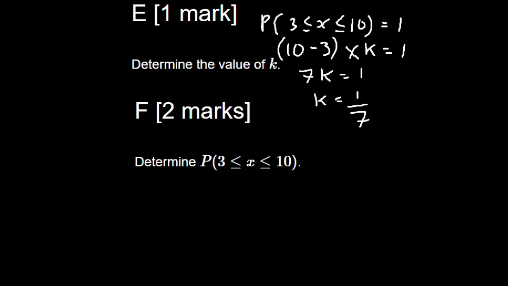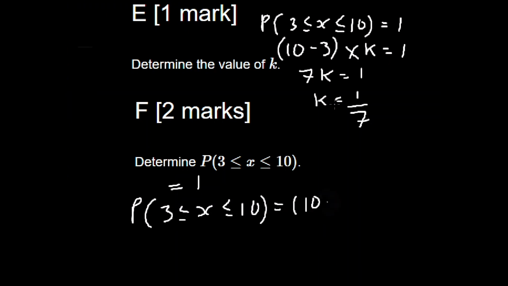So what is the probability here? Well, this is the whole thing, so it's just equal to 1. The probability of 3 less than or equal to x is equal to 1 here because this is the whole thing. To get your 2 marks, I just want you to know that it's the whole probability there. So you can go 10 minus 3 times 1 on 7, and that is equal to 1.